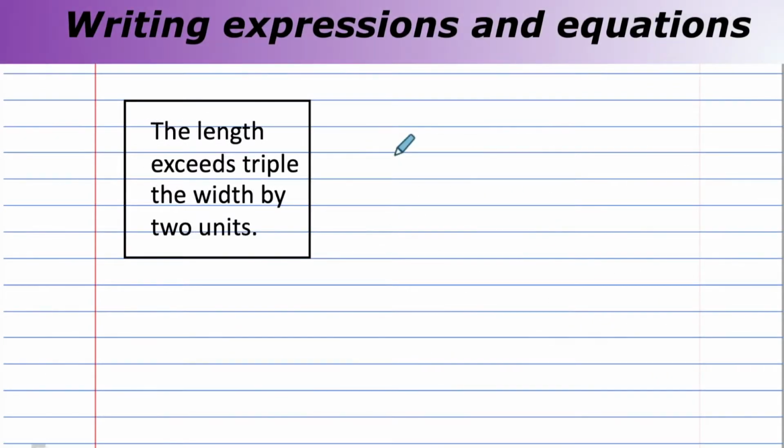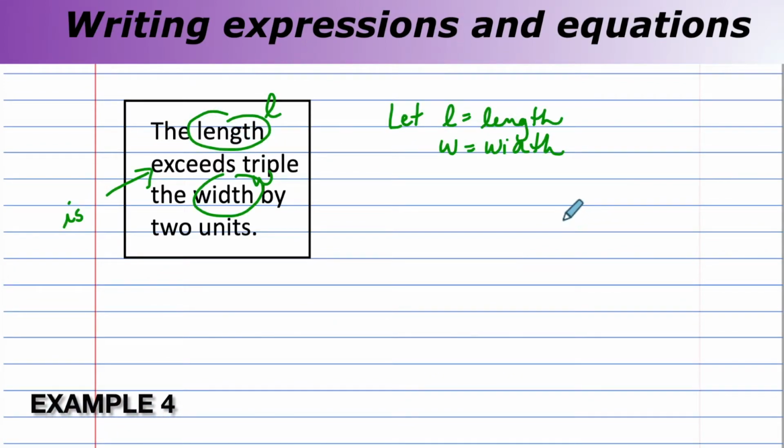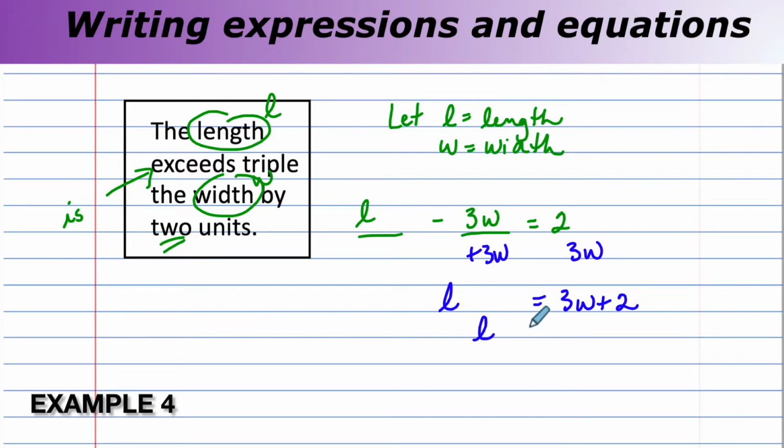Let's move on. Next example. The amount is exceeded by 2 units this time, and the larger minus the smaller would be length is larger, smaller is triple the width. So let's read it. The length exceeds triple the width by 2 units. That seems right. So that's one way. We could add 3w to both sides and have L equals 3w plus 2, or L equals 2 plus 3w.